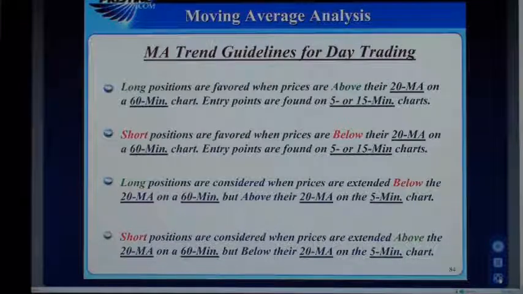Short positions will be considered when prices are extended above their 20 MA on a 60-minute chart. In other words, prices have accelerated on the 60-minute chart or have formed climactic type sell setups, but we're waiting for that momentum to stall and prices to move below their 20 MA on the 5-minute chart, signaling that enough momentum has stalled, the trend has begun to reverse, and I can find a signal or a setup on the 5-minute chart indicating that prices should pull back into the price void that was created on the 60-minute chart.